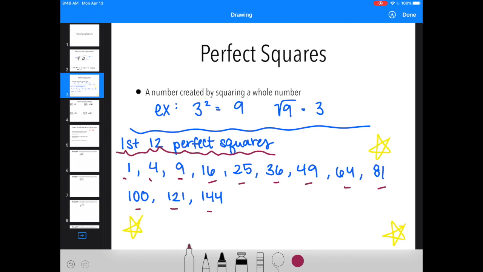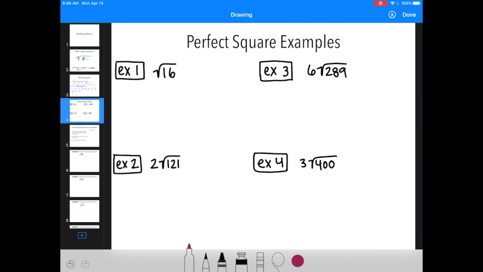Why is this important? Well, if I take the square root of any of those values, I get a whole number. And that's going to help when we're simplifying non-perfect squares. So let's do some examples of some perfect squares. What is the square root of 16? That is going to equal 4, because 4 squared equals 16, or 4 times 4 equals 16.